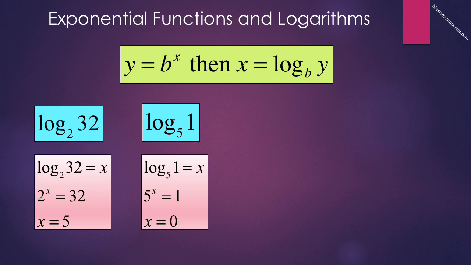So to find log base 5 of 1, we set log base 5 of 1 equal to x. And therefore 5 to the x is equal to 1 and x is equal to 0. The log of 1 with any base, as long as the base is positive, is always equal to 0.